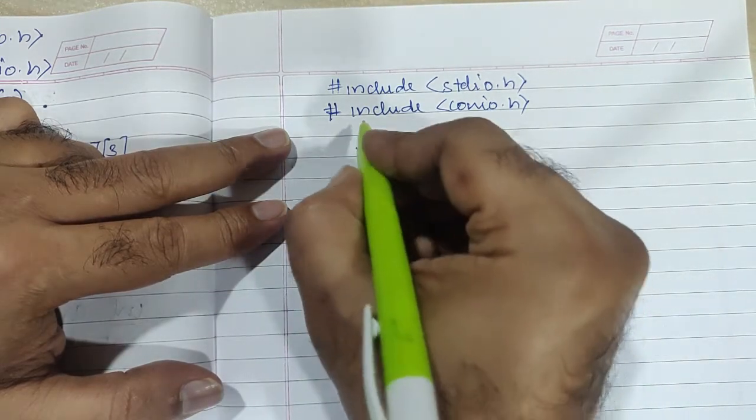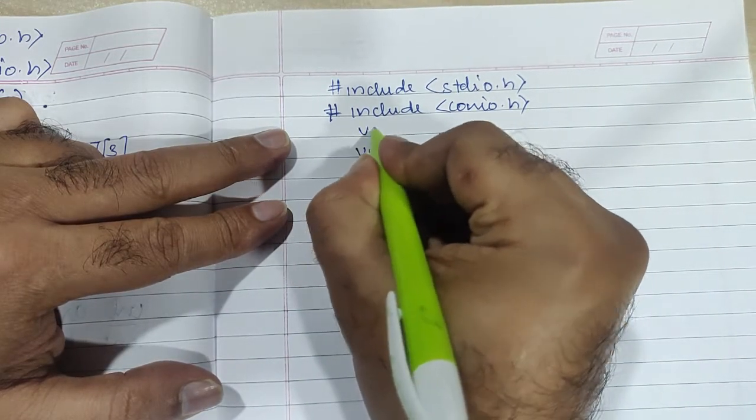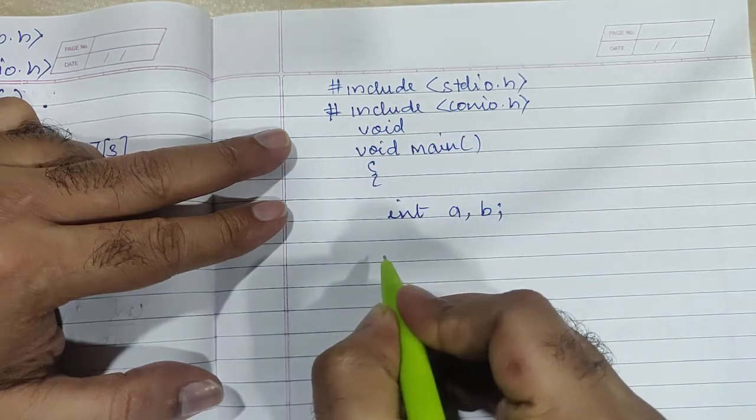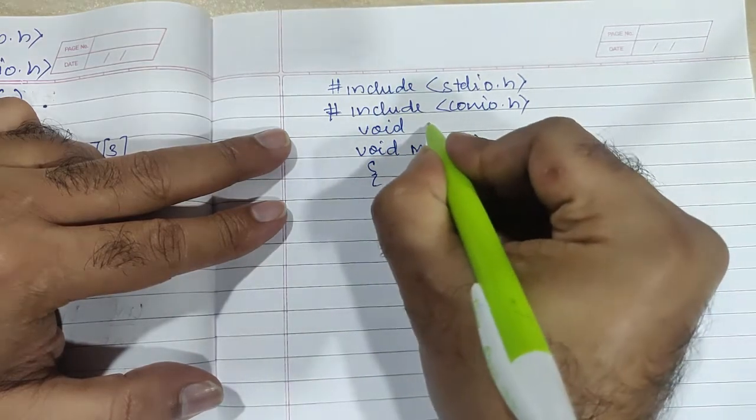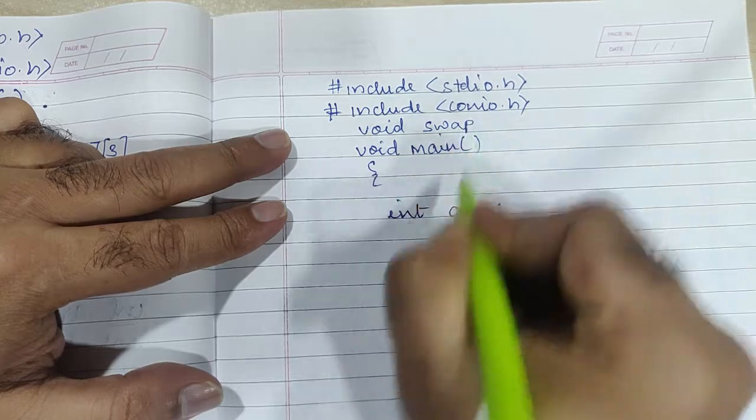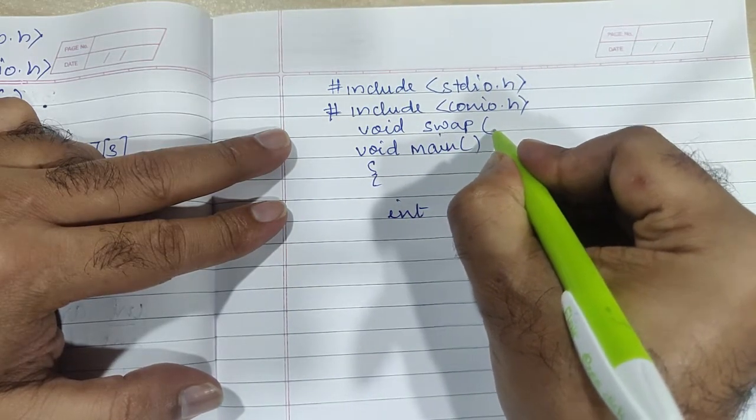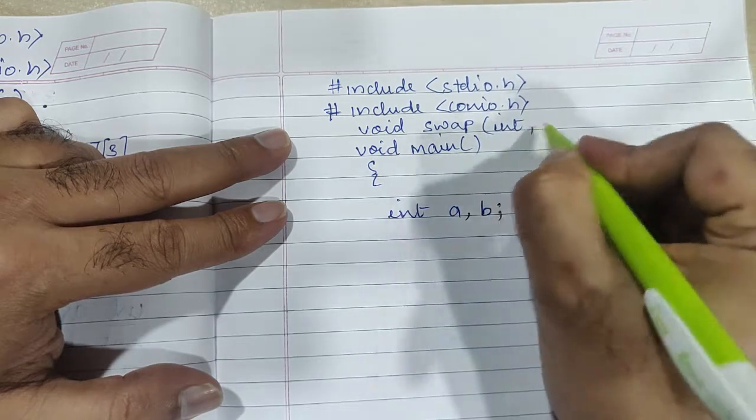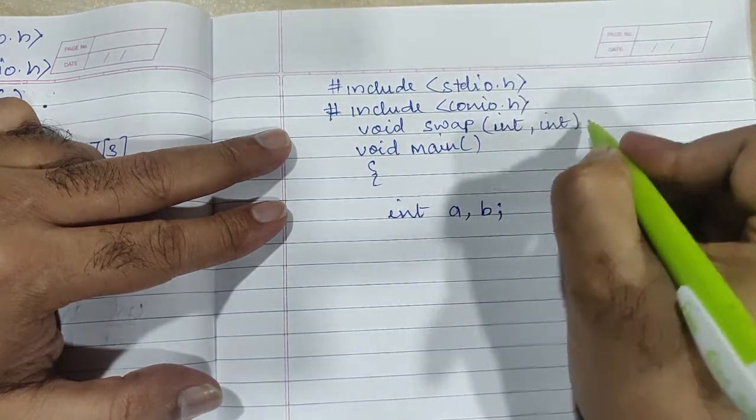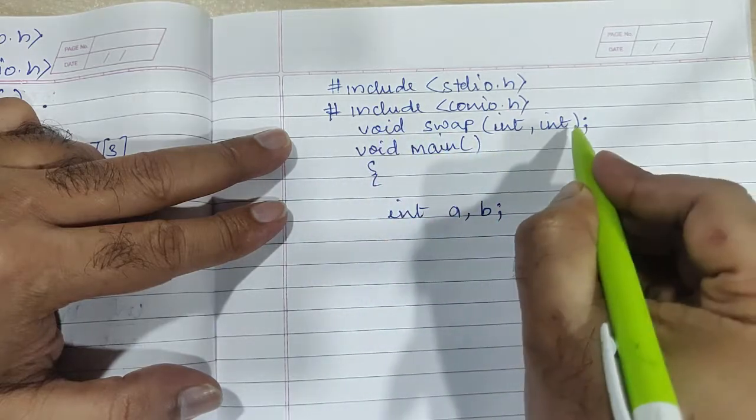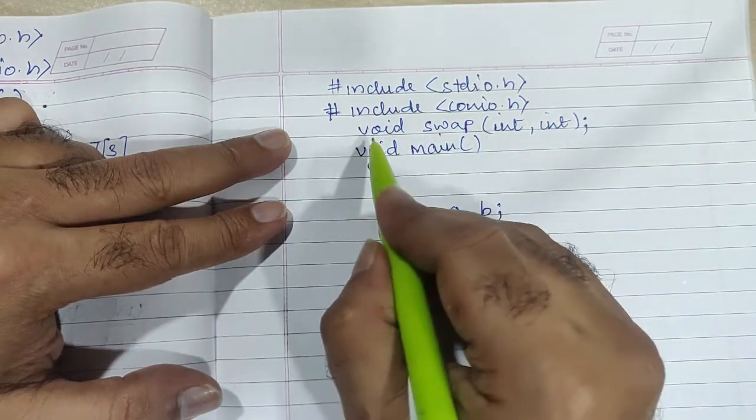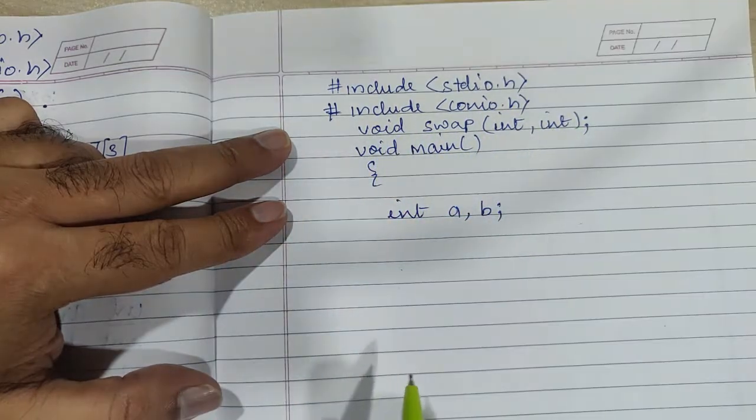So here it goes. I'll declare it as void because my function is not going to return any value. Then I'll write the name of the function, that is swap, and the values that I'll be passing to that function are going to be integer values. So I'll write integer comma integer as I'll be passing two values. So this is how you declare it, and since I've declared it outside main, this is a global declaration.